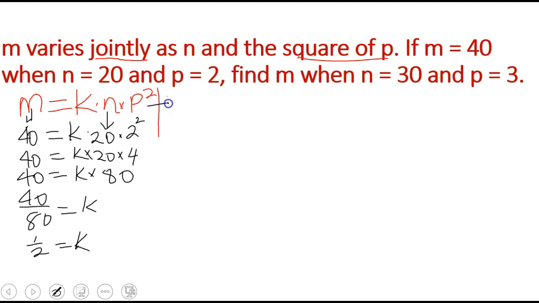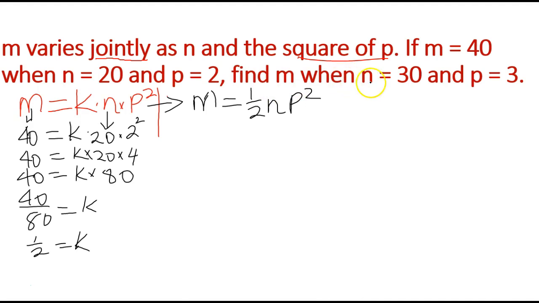We are going to bring this formula. Write M equals, instead of writing K, we write 1/2 in place of K. And then times N times P squared. And this is the formula for finding any problem that is asked. Then we answer the problem.